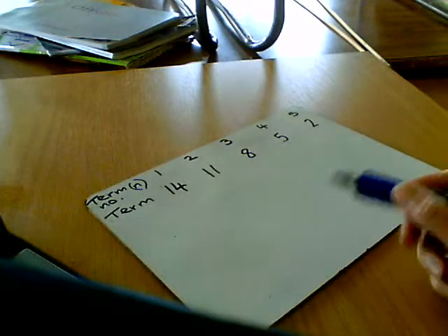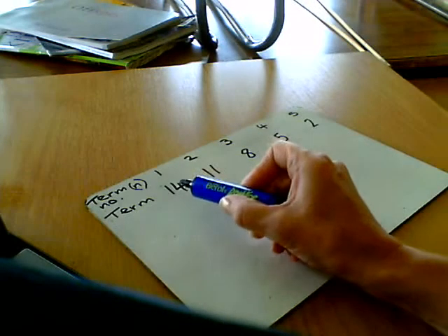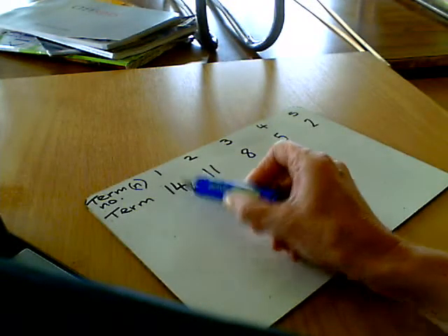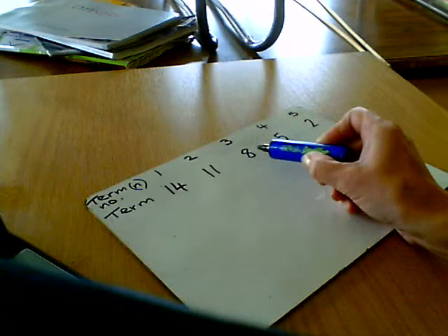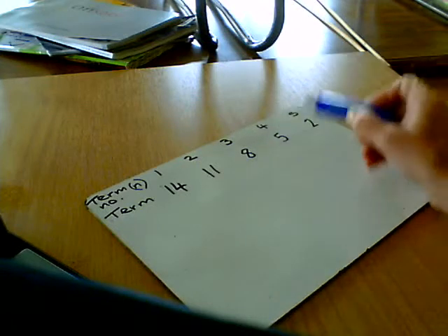Okay, here we have a sequence, and we're going to try to find the nth term of this sequence. If we look at the sequence, we can see that the first term, where the term number is 1, is 14, the second term is 11, the third term is 8, the fourth term is 5, and the fifth term is 2.